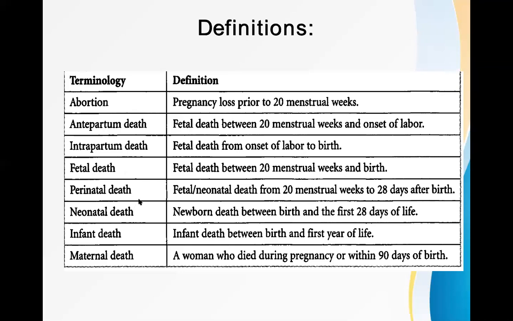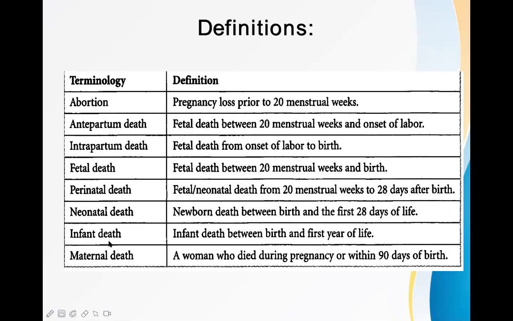Perinatal death, so many times I already explained to you. Fetal or neonatal death from 20 menstrual weeks till 7 days after birth, which is highlighted in many textbooks, or some textbooks even mention 28 days after birth. Okay, so both are considered. Neonatal period means the first 28 days of life, or after the baby is born till the first month. So newborn death between birth and the first 28 days of life is the neonatal death.